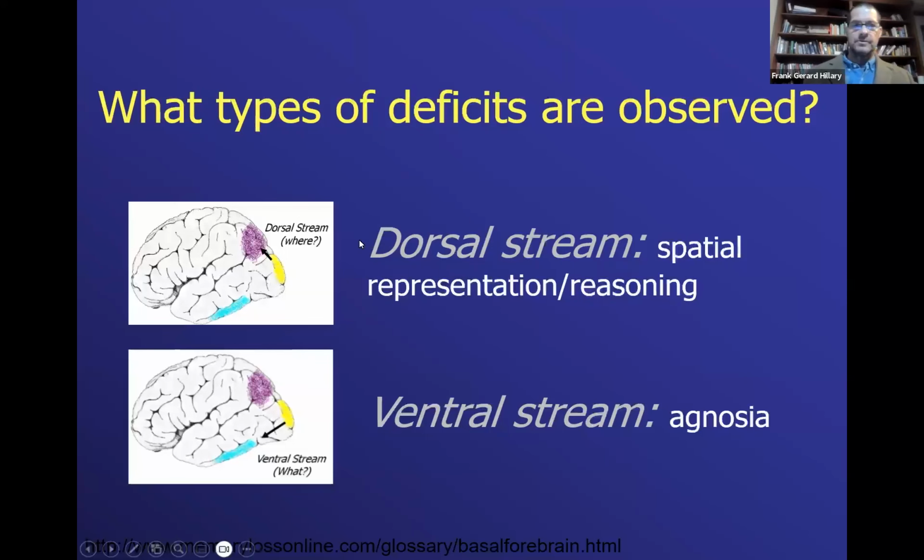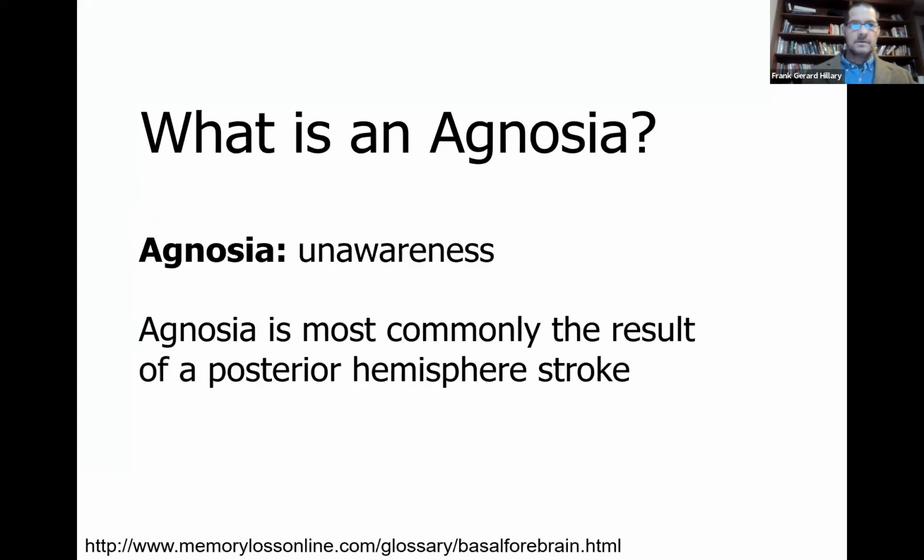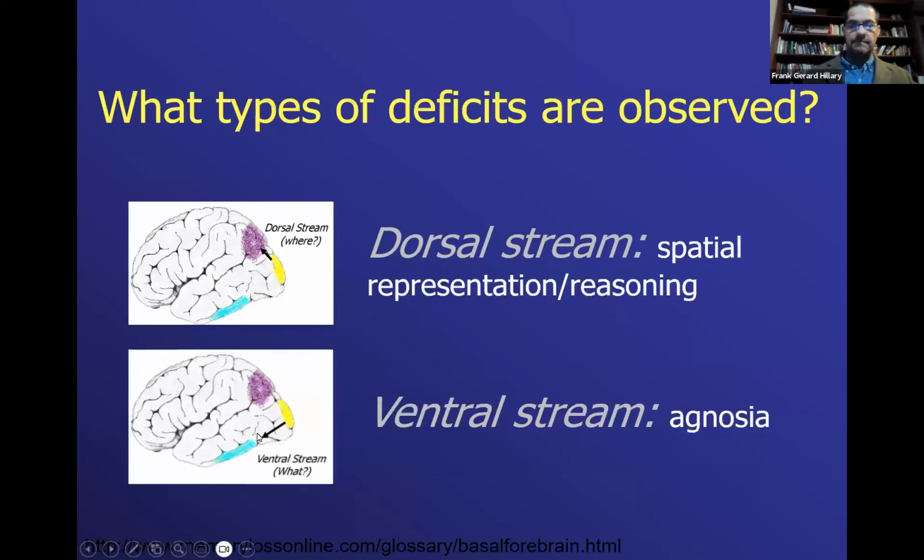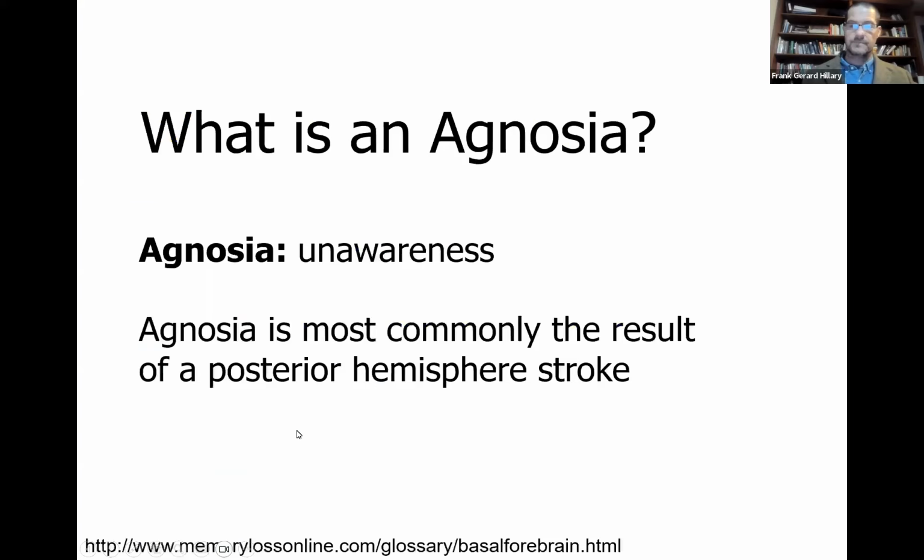And so the dorsal stream, again, is spatial representation and reasoning, and the ventral stream can result in agnosia when it's disrupted. And agnosia means the inability of your awareness to recognize something. It's most commonly the result of a posterior hemisphere stroke, and again, most commonly in this ventral stream. If we have disruption in the dorsal stream, we will have a very different set of problems than if we have a disruption in the ventral stream.